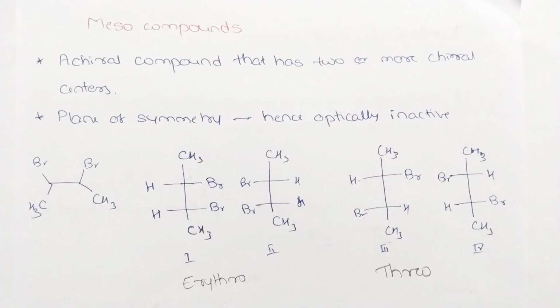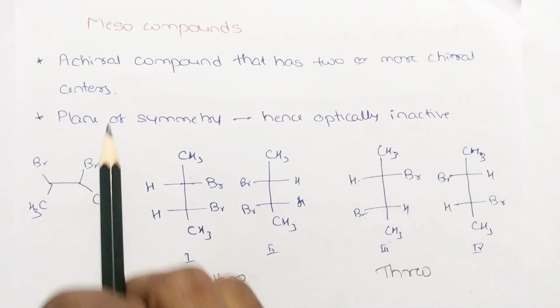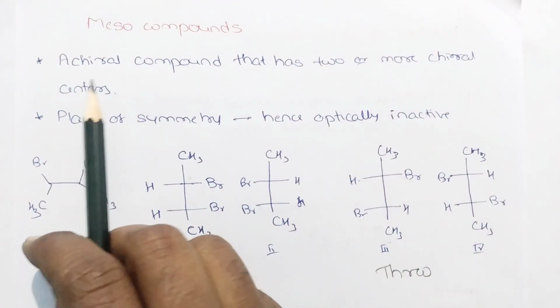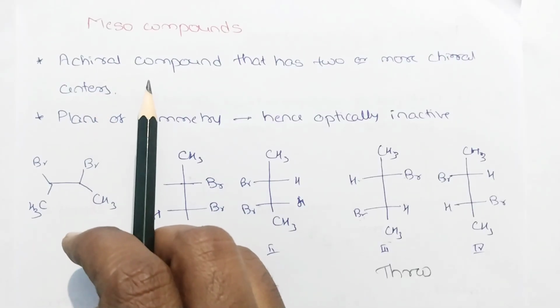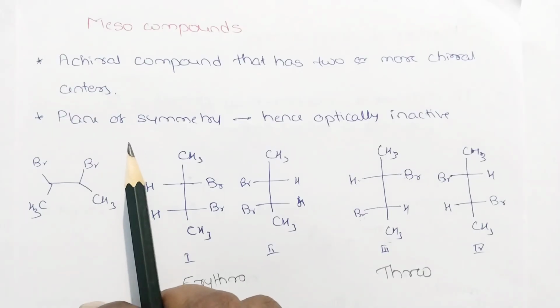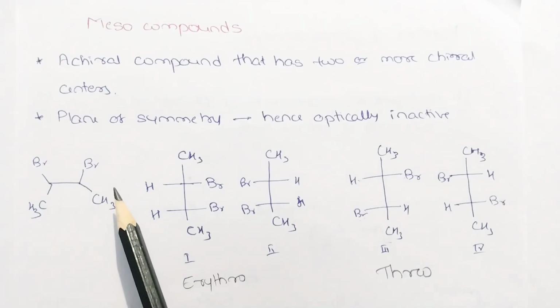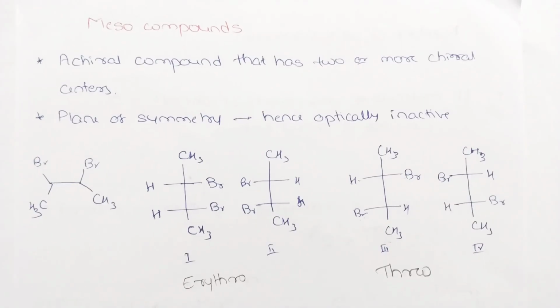Let's look into another type of molecule which is not optically active because it has a plane of symmetry, but it has two chiral carbons. Those compounds are called meso compounds. See here, the meso compounds. This compound is achiral, meaning it is not optically active. It has two or more chiral centers, and it has a plane of symmetry. Hence it is optically inactive. Even though it is optically inactive, it has two or more chiral centers, and we need to study this. This type of compound is called a meso compound.